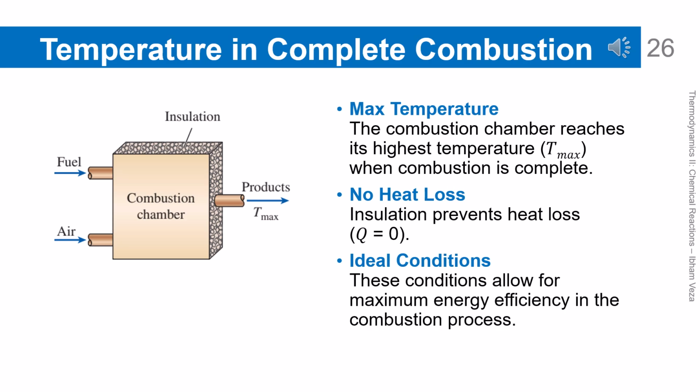Temperature in complete combustion. The maximum temperature is achieved when combustion is complete and there is no heat loss. This condition is assumed to be adiabatic, so Q equals 0. In this situation, all chemical energy is converted into an increase in the internal energy of the products. This temperature is often called the adiabatic flame temperature. This value represents the upper limit of the temperature that a combustion system can reach.